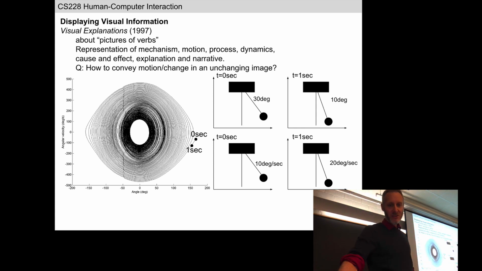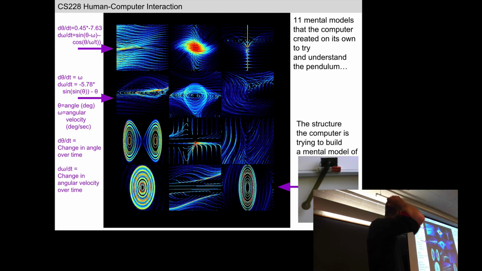Okay, as I mentioned, this was drawn from a research project I worked on a number of years ago, and just for fun, we created this visualization, and I'll just walk you through what this is. We're looking now at 12 phase diagrams, just like the one we just saw. In each one, the horizontal axis is angle, and the vertical axis is angular velocity.